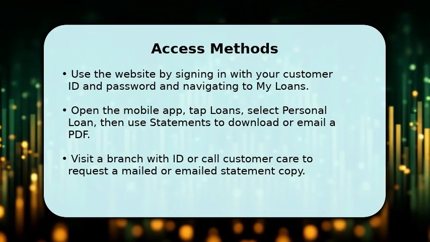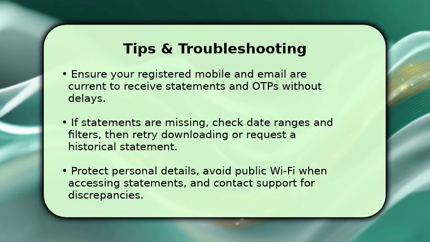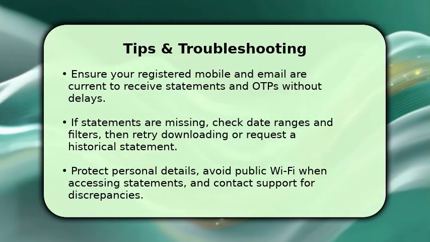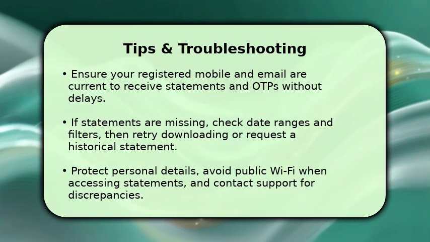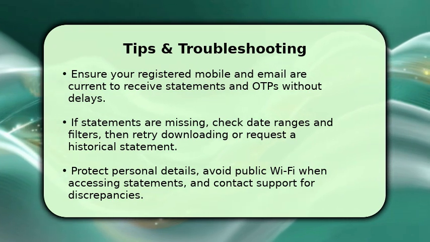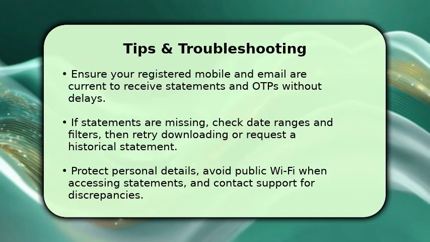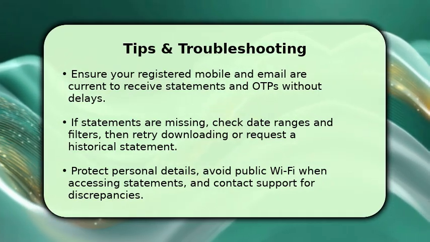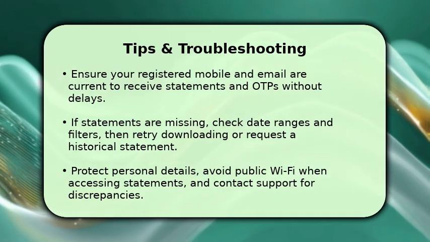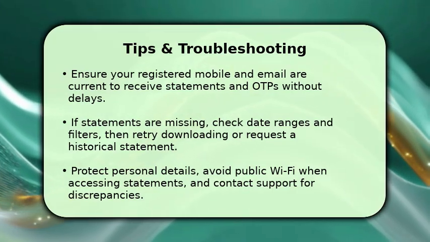Ensure your registered mobile and email are current to receive statements and OTPs. If statements are missing, check date ranges and filters, then retry downloading or request a historical statement. Protect personal details and avoid public Wi-Fi when accessing statements to keep data safe. Some requests may take a few days, and fees may apply for couriered copies, so ask about timelines and charges.